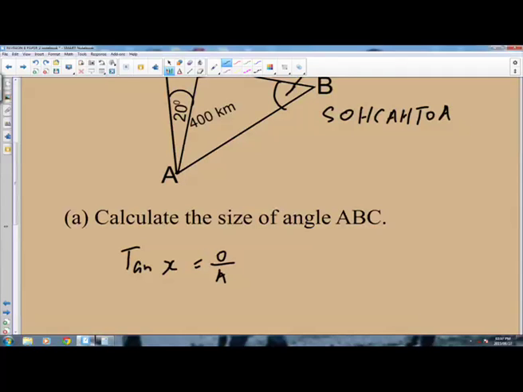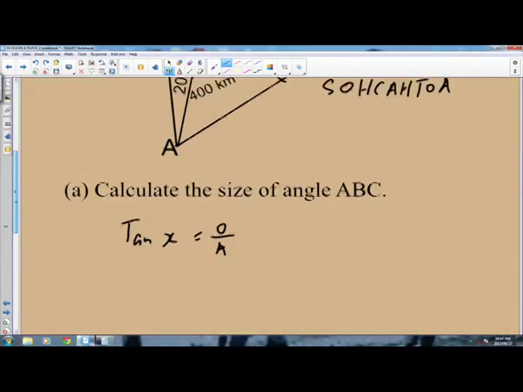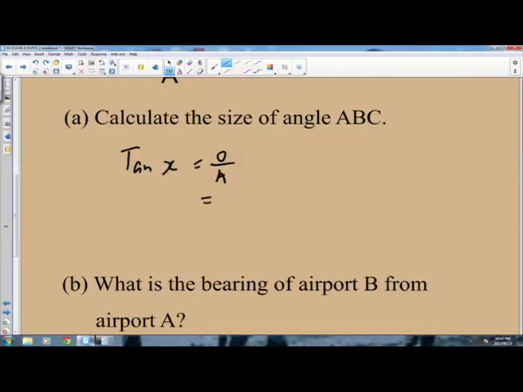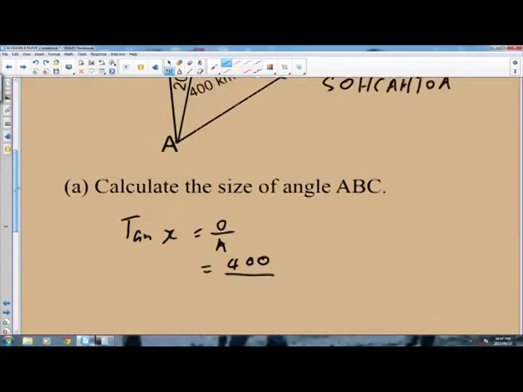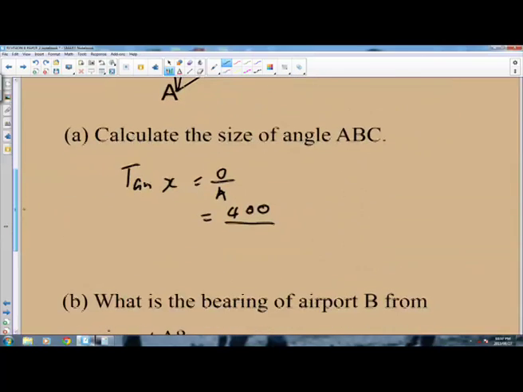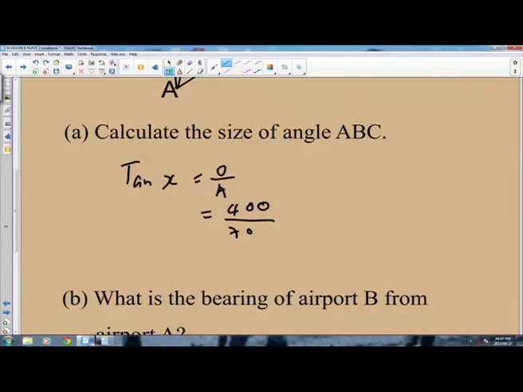divided by the adjacent. So as per the question, the opposite is 400, so this means it will be 400 divided by the adjacent. And then what is the adjacent? The adjacent is 700, so it's 400 divided by 700. And then the 0 here will cancel this one, the 0 here will cancel this. So all in all we have 4 divided by 7. 4 divided by 7 is not angle x, it is the tan of angle x. So to find the value of x, it will be tan inverse of 4 divided by 7.